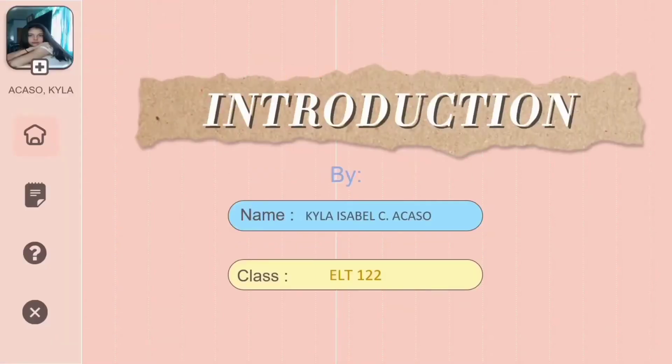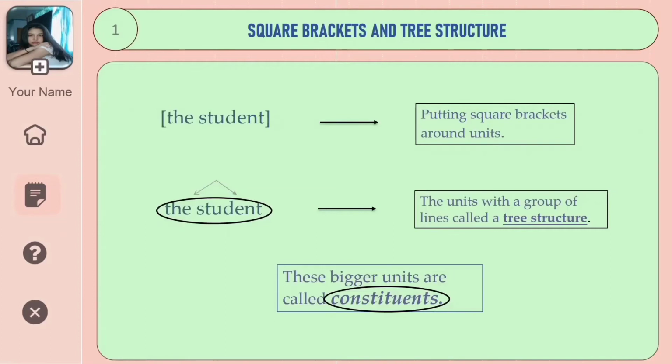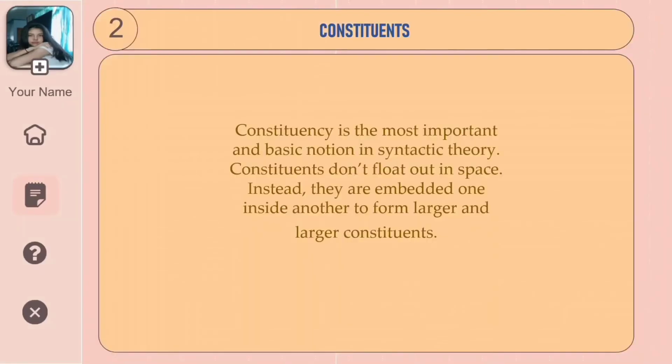Good day everyone, my name is Kayla Isabel Siacaso, your reporter for today. I will discuss square brackets and tree structure, constituents, and bracket diagrams. We have two different ways to represent this bigger unit. One of them is to put square brackets around units, as shown in the example. The other is to represent the units with a group of lines called a tree structure. These bigger units are called constituents. In this video, we're going to formally introduce constituents.